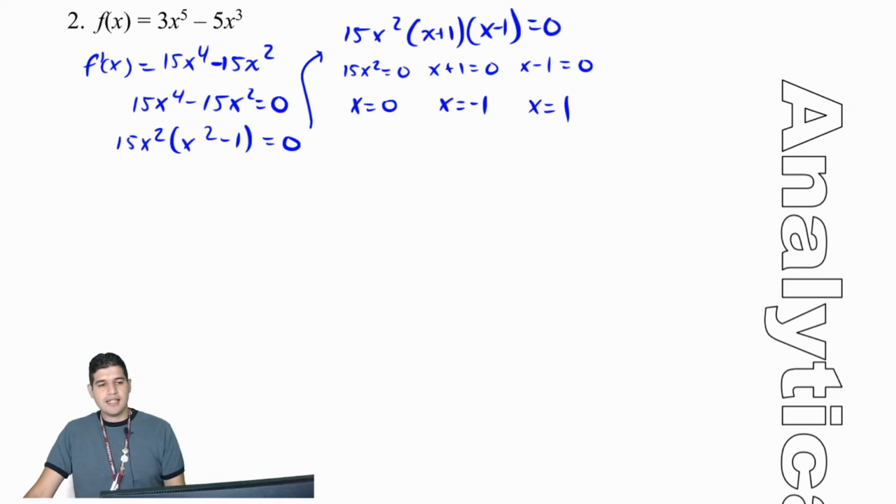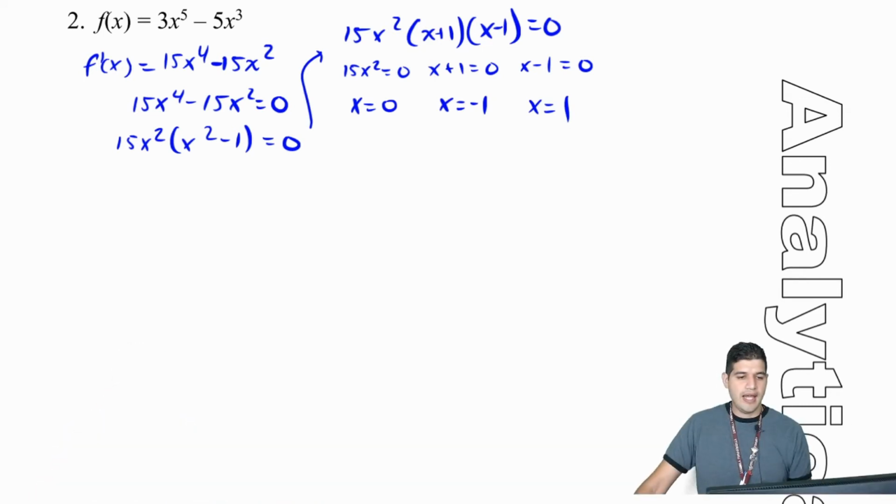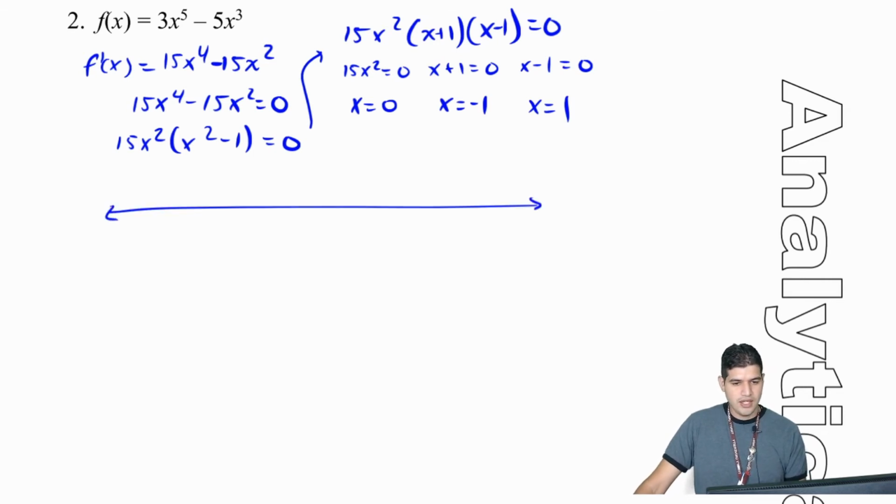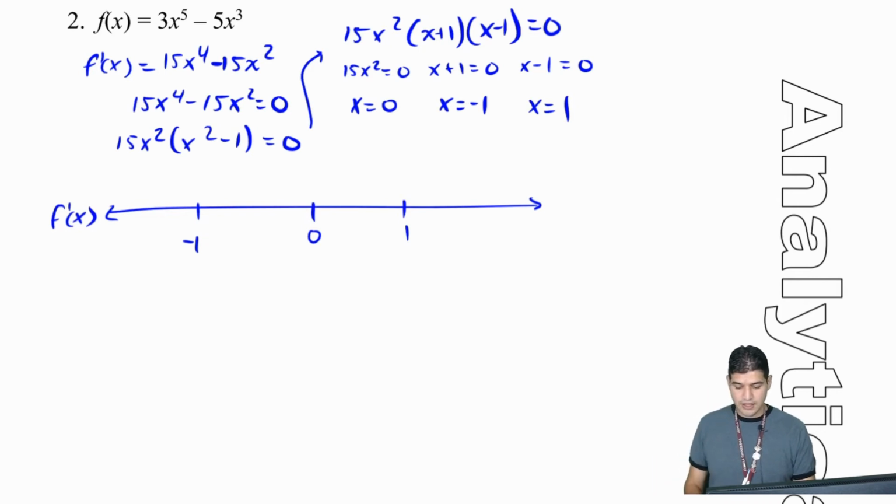So just like I did last time, I want to go ahead and make my handy dandy sign chart. So this is going to be my sign chart for f prime of x, and I want to put in all three of the zeros that I found. So the first one I found is -1, and then I got a 0, and then I got +1. So those are going to be my three zeros, and then I want to substitute in values in between each of those. So a value less than -1, let's just use x equal to -5.